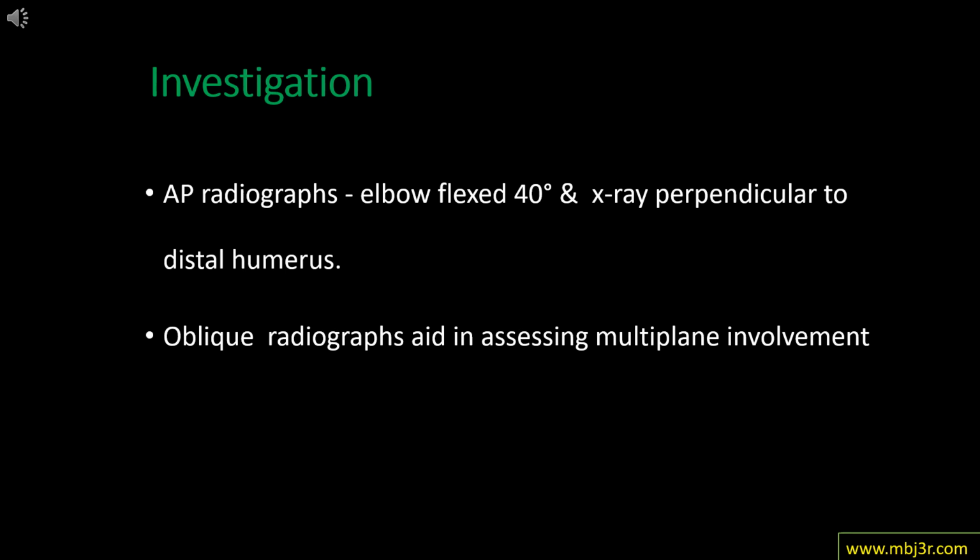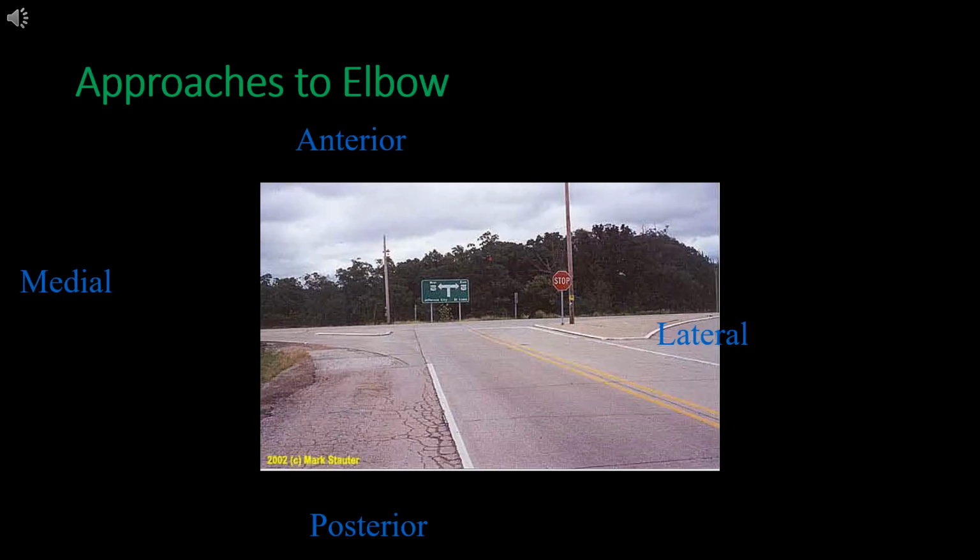AP radiographs are taken with the elbow flexed at 40 degrees, with the X-ray perpendicular to the distal humerus. Oblique radiographs aid in assessing the multiplane involvement. Rarely is a CT scan required, but that won't make a big difference, because anyway you have to open the fracture and see with your eyes and fix it. It is just helpful in medicolegal issues. Otherwise, X-ray is enough.